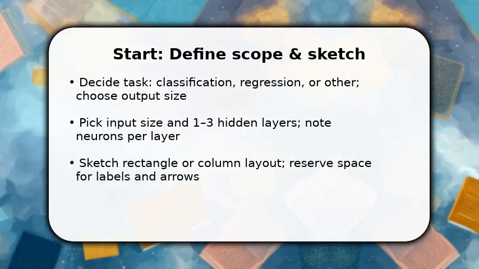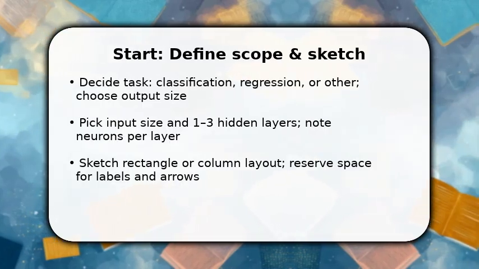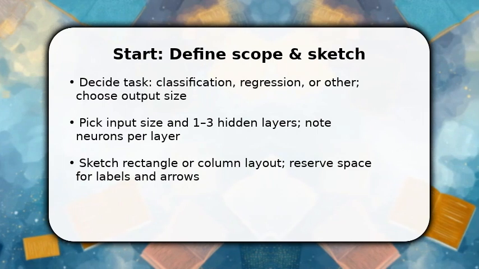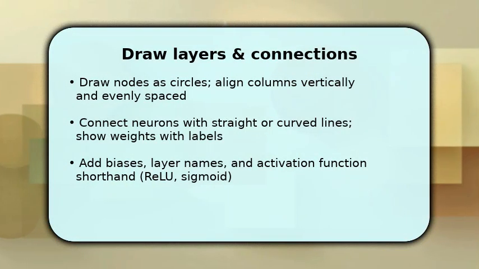You should also pick consistent symbols for nodes and biases, so your first actionable sketch already communicates architecture and scale. This avoids rework later. Now draw each layer clearly. You place circular nodes in evenly spaced columns and label them.